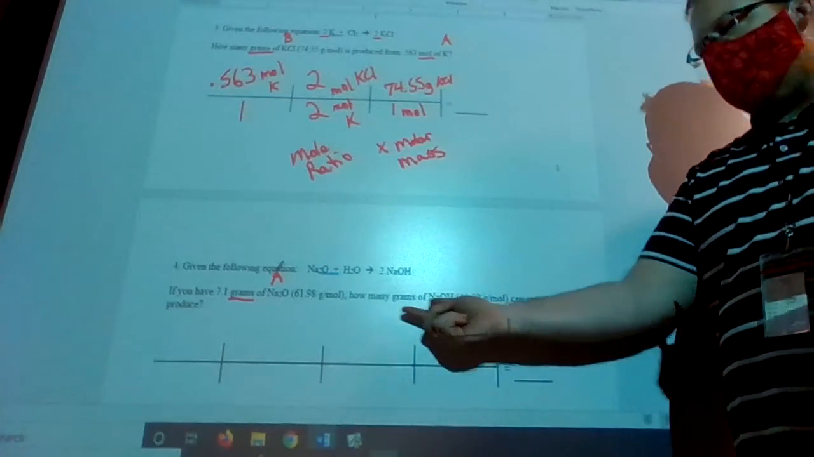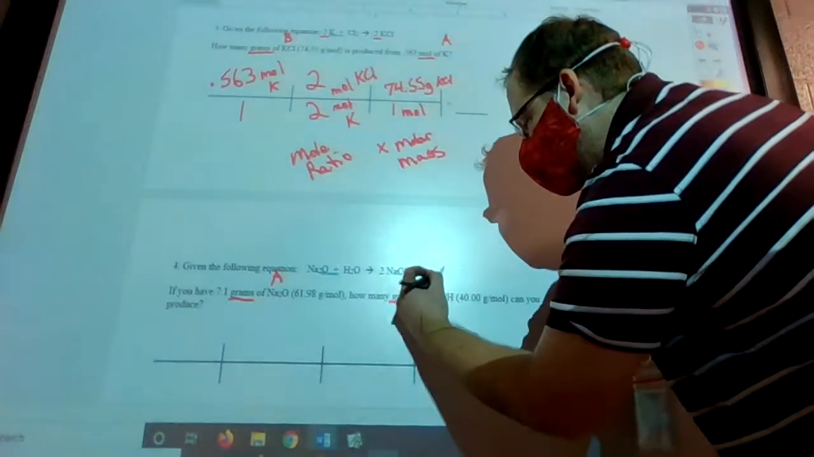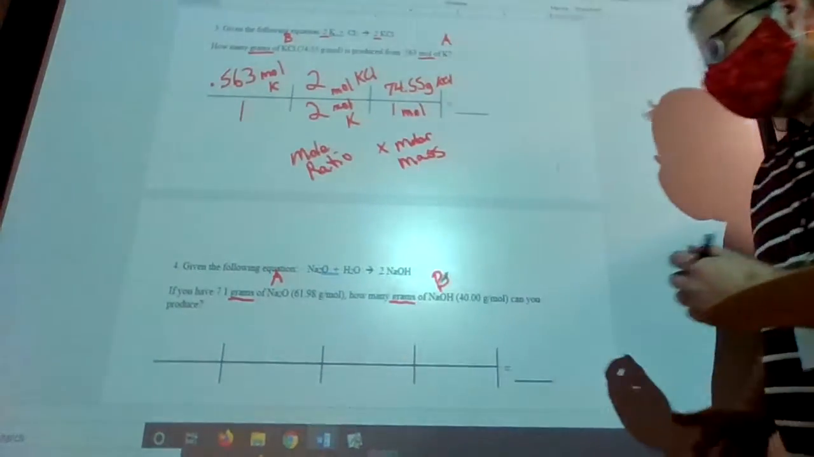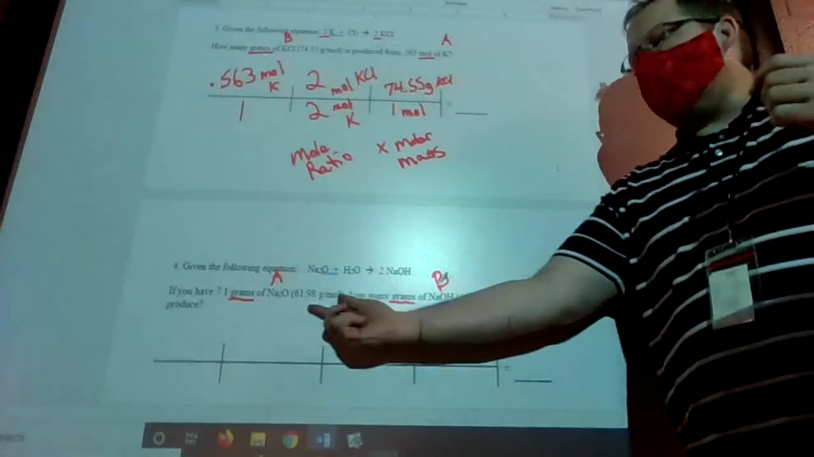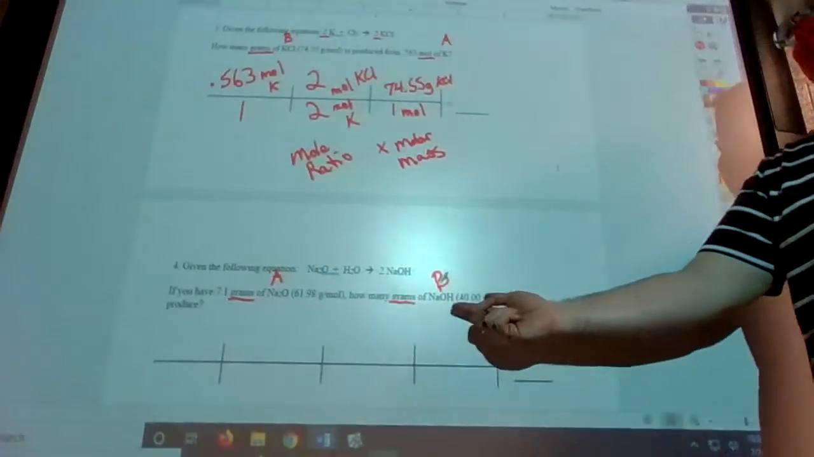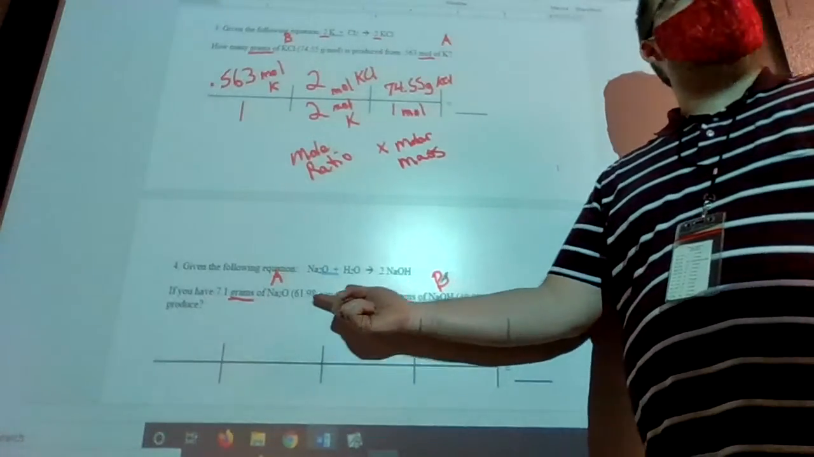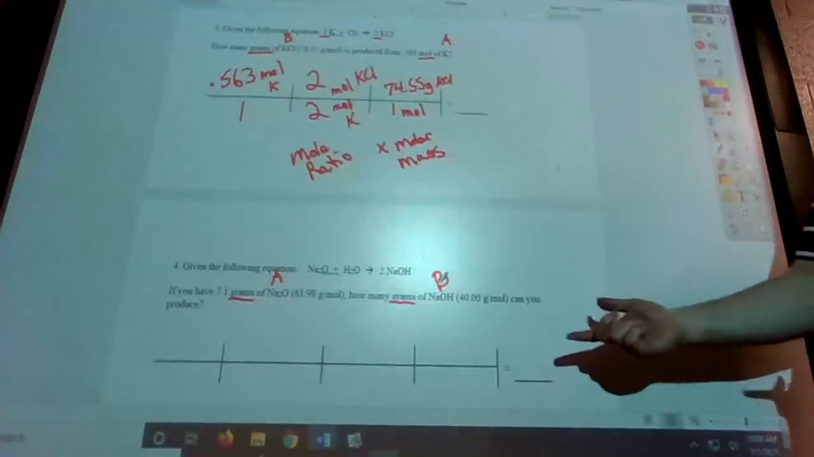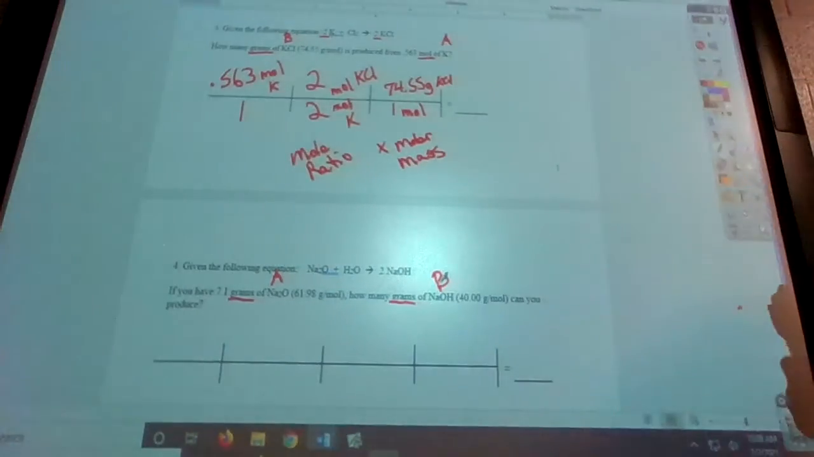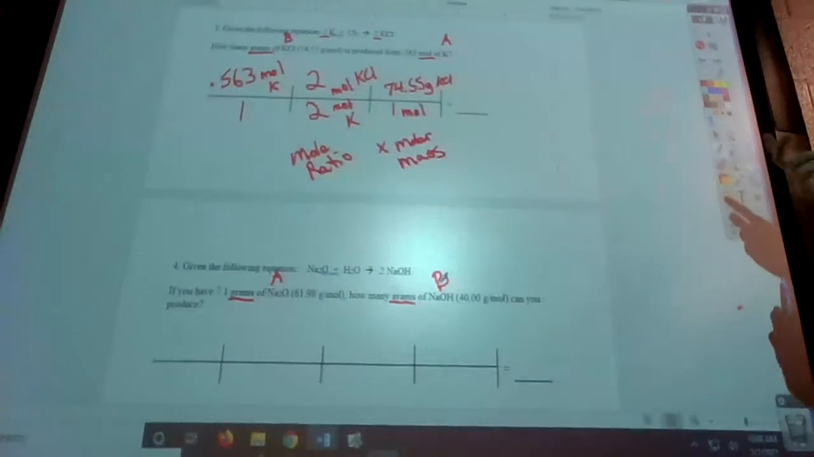Grams of NaOH. So how many grams of NaOH is going to be B? Notice in the parentheses, I gave you the molar masses for both of these, so you don't have to add them up from the periodic table. If you didn't have them, you would have to add it up, but you should be good right now. And we're going grams to grams.